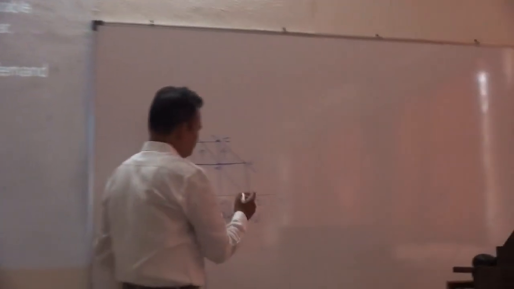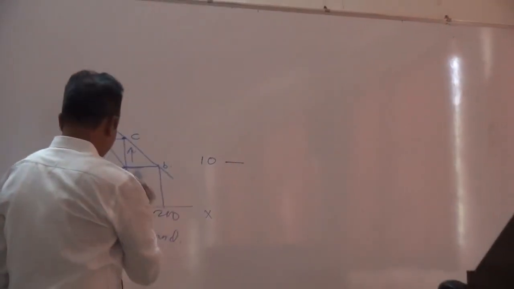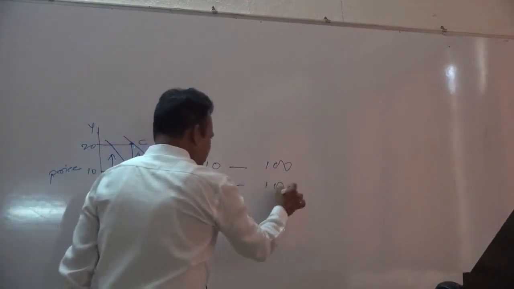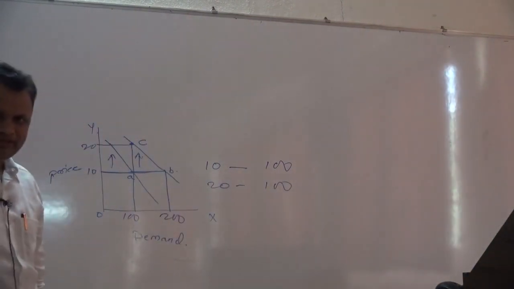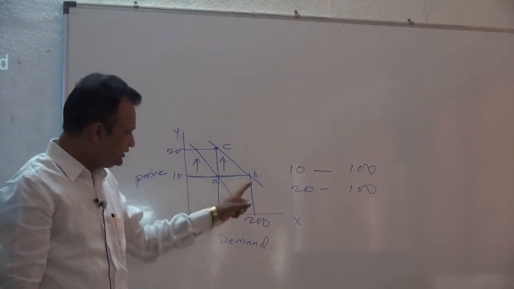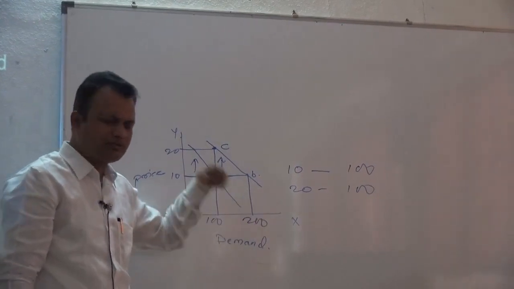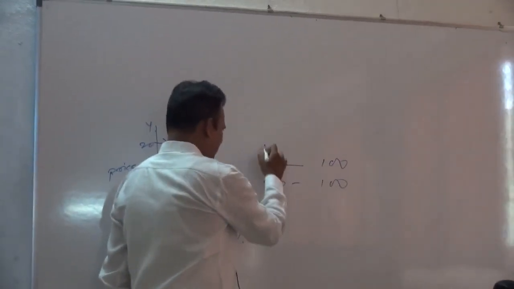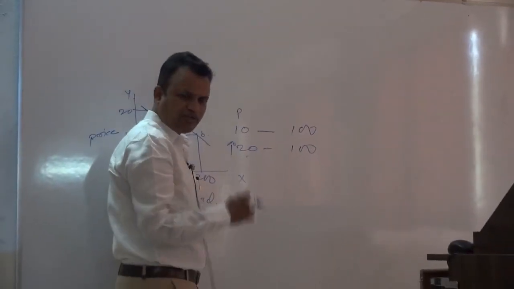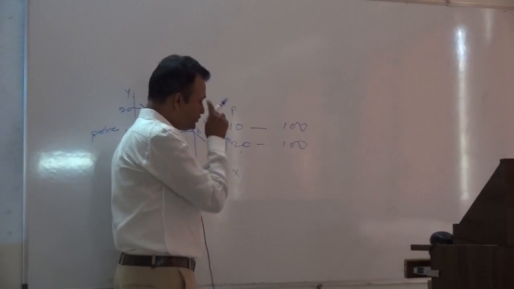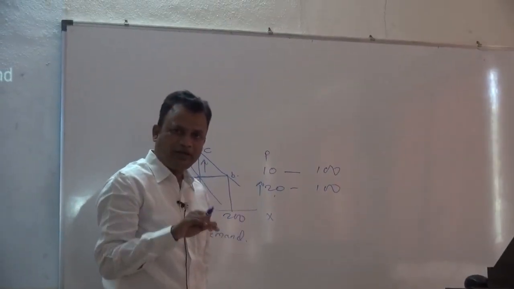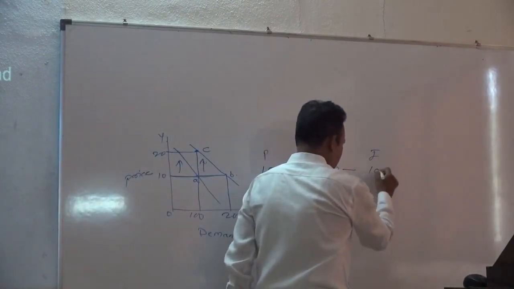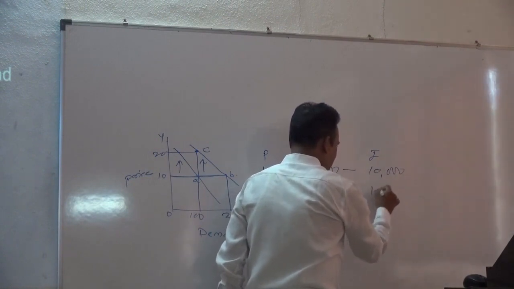Suppose we know that when the price is 10, 100 quantities are demanded. And when the price is 20, at that time also 100 units are demanded. Why? The customer is willing and able to buy the same quantities here, because when the price is 20, there is a hike in price from 10 to 20. Even so, that person does not change his demand, it is still the same. It is happening at this time. Income is suppose 10,000, and at this time income is 1 lakh.